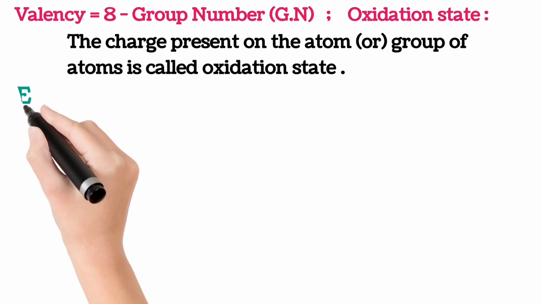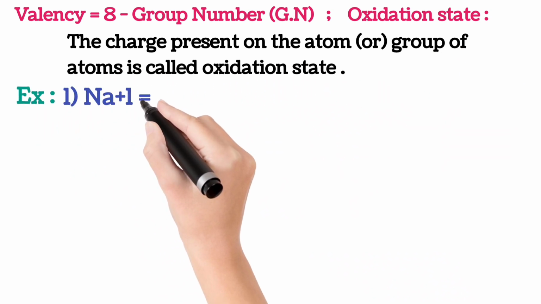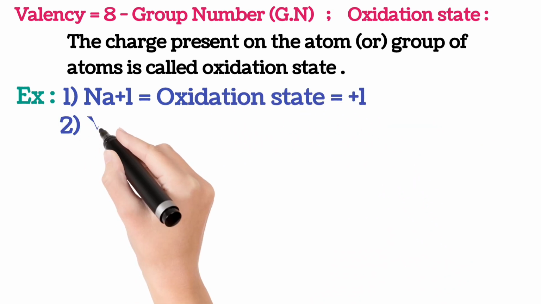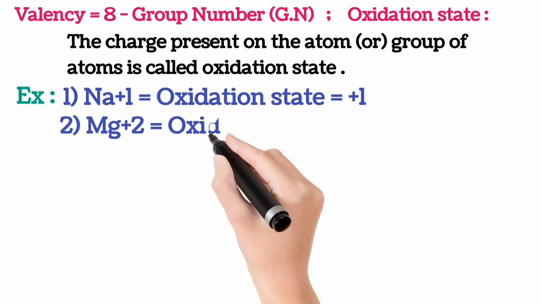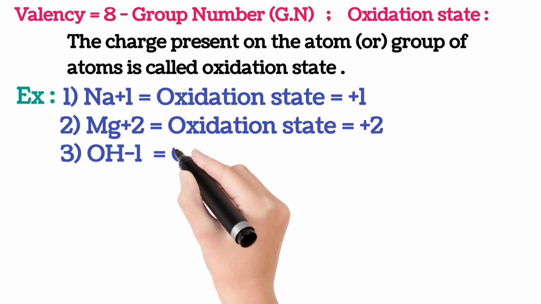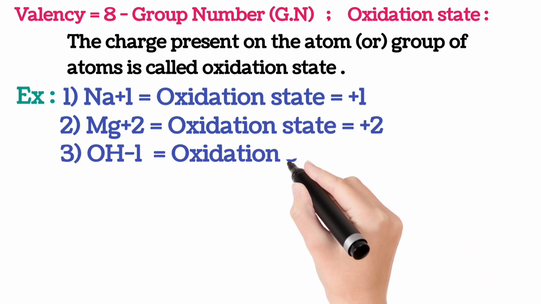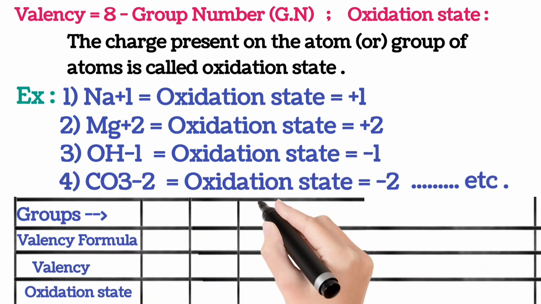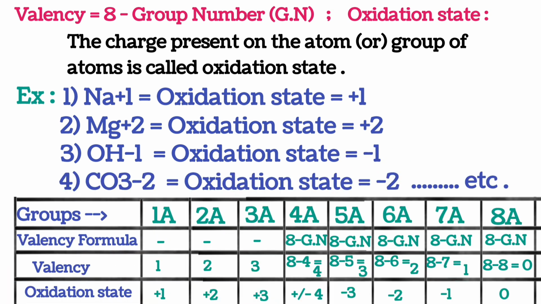For example, the oxidation state of Na+1 is +1. The oxidation state of Mg+2 is +2. The oxidation state of OH-1 is -1. The oxidation state of CO3-2 is -2. And so on. Look once at this table to understand valency and oxidation state.